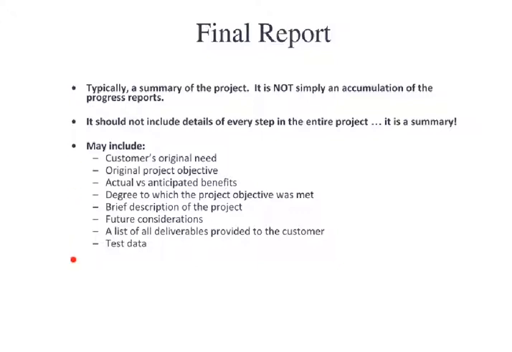So, items that the final report may include: the original customer needs and how well the project met those needs, okay? Actual versus anticipated benefits of the project. So these were the things the project was going to accomplish for the customer, or these were the strengths that you presented for your approach to the project. Did those actually pan out? Or maybe even they're better than what you had originally thought. Brief description of the project, enough detail to explain what was accomplished.